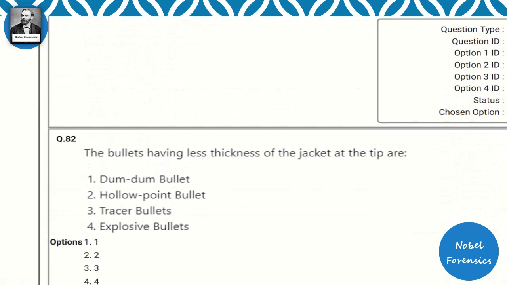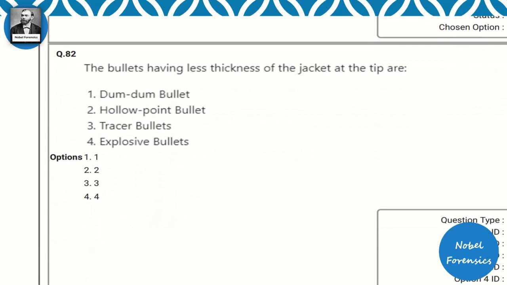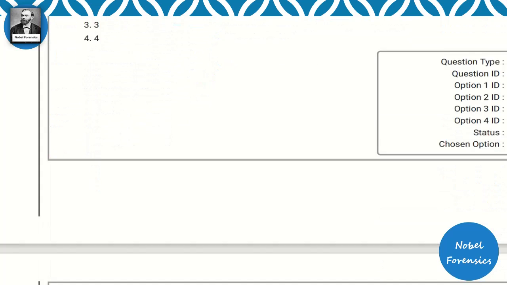Then 82. The bullets having less thickness of the jacket at the tip are dum-dum bullets. Option 1 is correct according to the key.